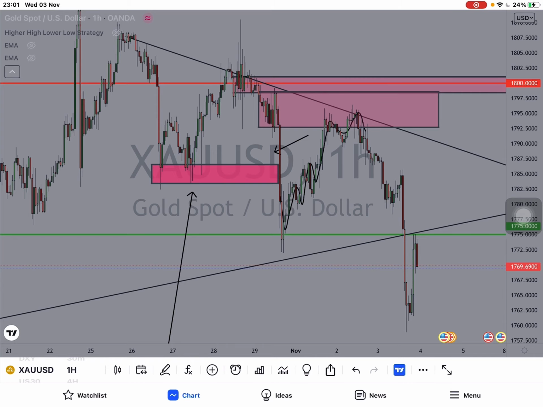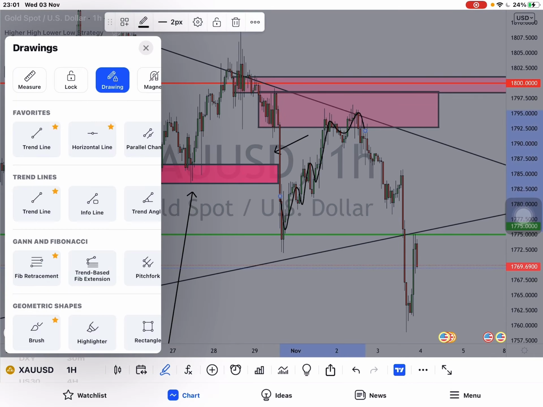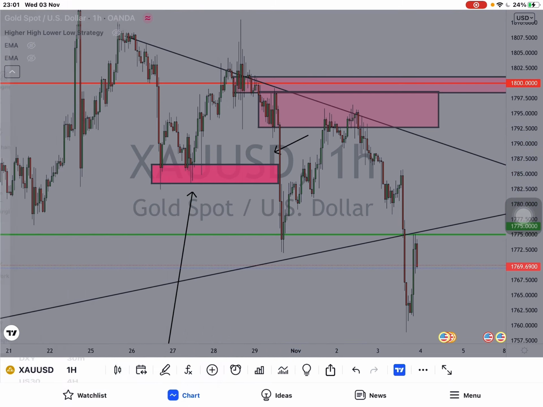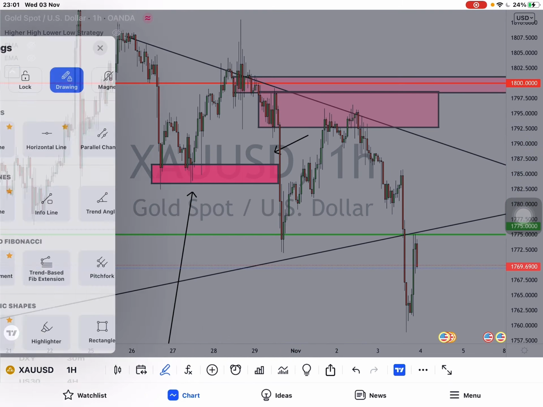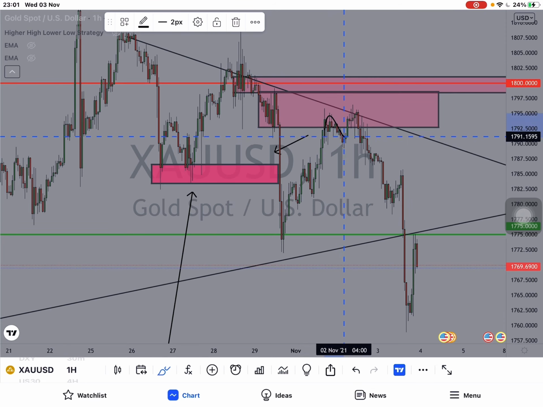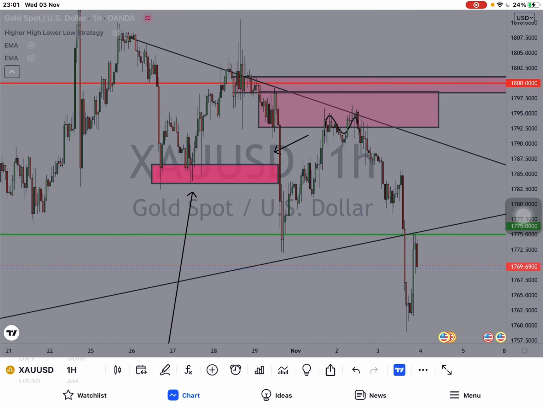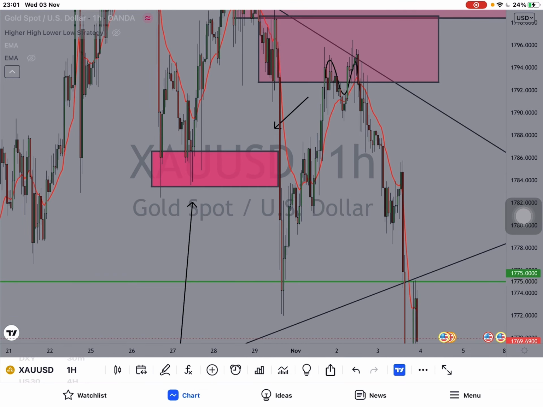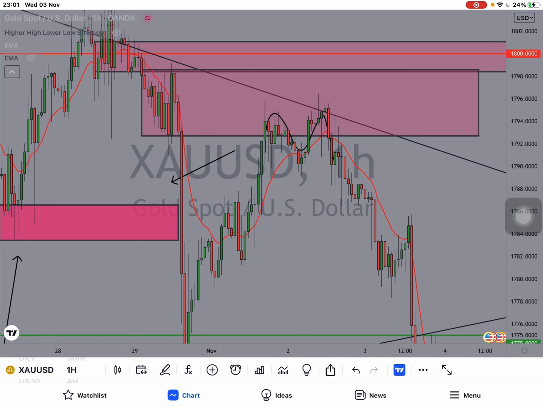Now, those of you who do know, you will notice that there was an M formation or a double top in this area here, being this one. And in order for me to confirm whether an M or a double top is valid or not, I make use of the 13 EMA. In my previous video, I did explain this and I will explain it again.